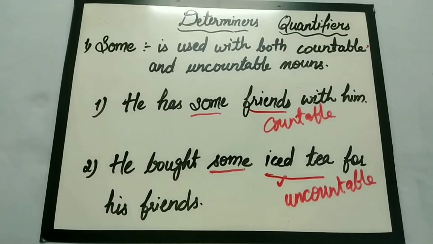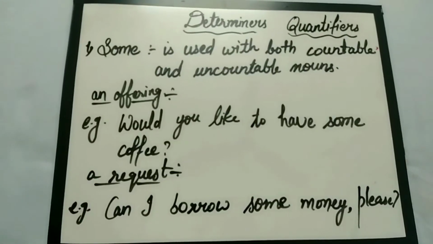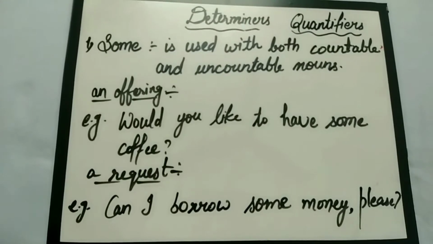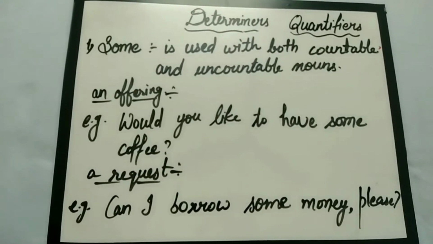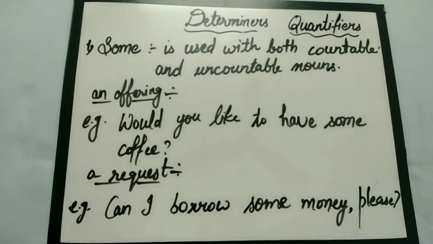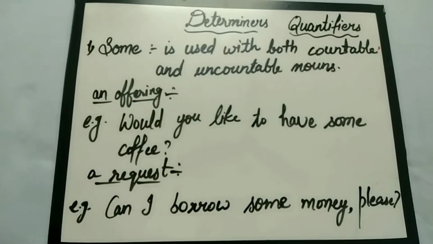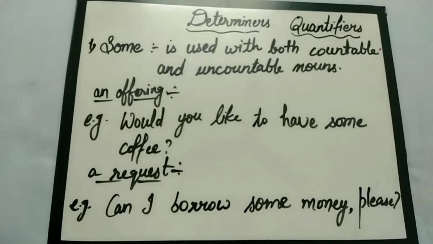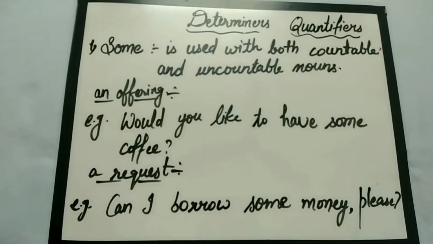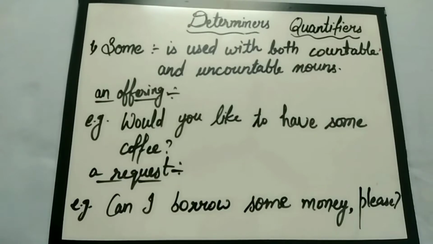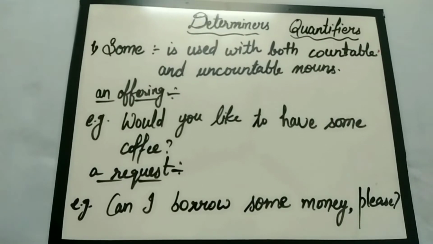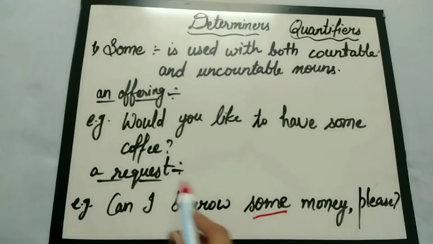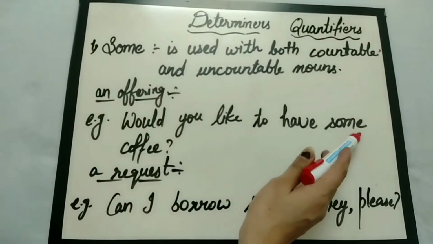So let's take some more examples. Here is the example of how some can be used when we are offering something to someone. For example, would you like to have some coffee? Here we are offering an uncountable noun, the coffee, meaning some amount of coffee. And next we have used some when we are making a request. Can I borrow some money please? Meaning only some amount of money. So usually we get confused about where to use some and other quantifiers with uncountable nouns.